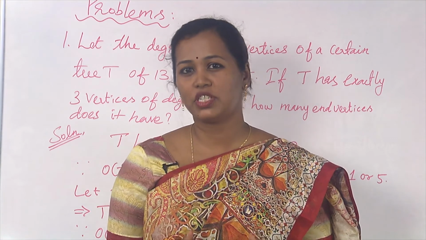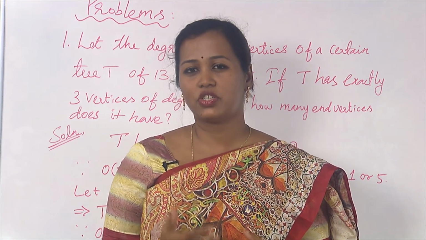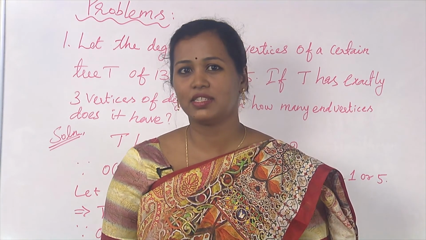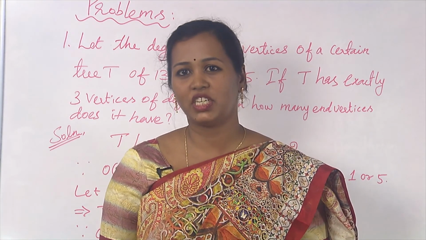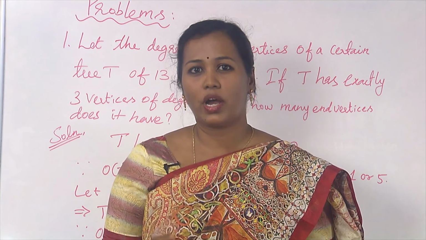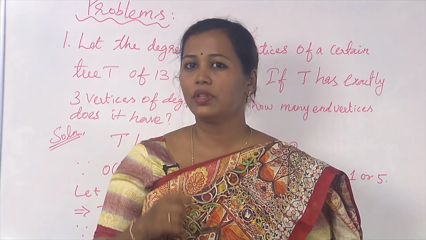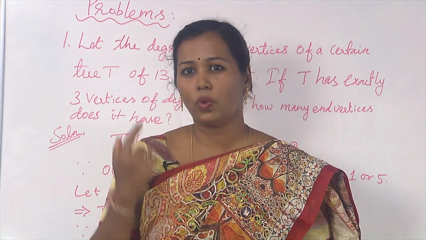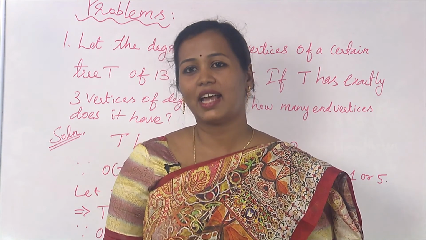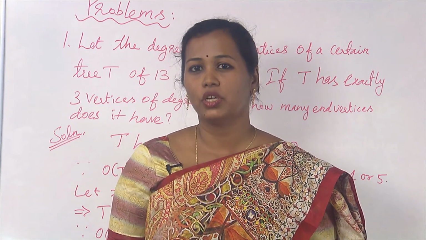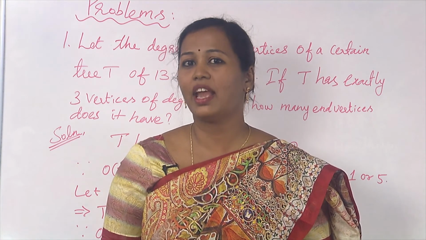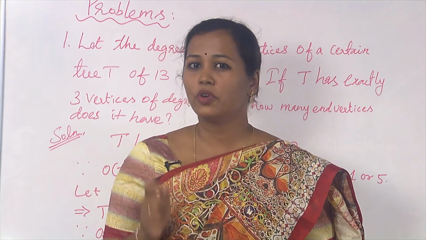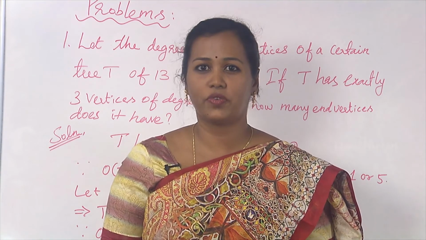Now, we all know the structure of a tree, and this tree is said to be of order 13, which means that it has 13 vertices, and all the vertices of this tree T have degree 1, 2 and 5. We know that the n vertices of a tree have degree 1, and you are given one more clue that T has exactly 3 vertices of degree 2. You are asked to calculate how many vertices of degree 1 it has. Given this problem, I am going to give you 15 seconds to ponder over this problem.